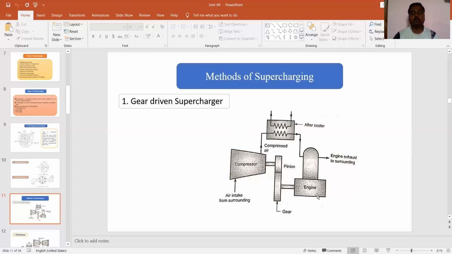Here the output power or net power of the engine is nothing but the difference between the power developed by the engine and the power utilized by the compressor for the compression purpose.